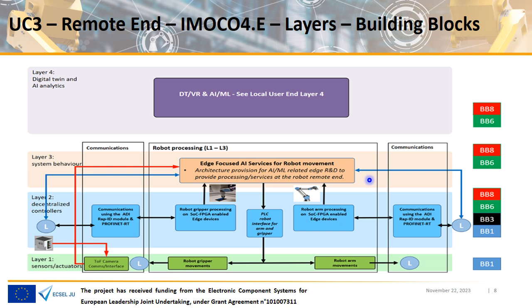But once the data is processed, that data is fed down, and the various actuators, in this case a robot arm and a gripper, receive the data, and it carries out a predefined action. There is no digital twin in the remote end of our platform. That is primarily being provisioned into the local end of the use case 3 platform.